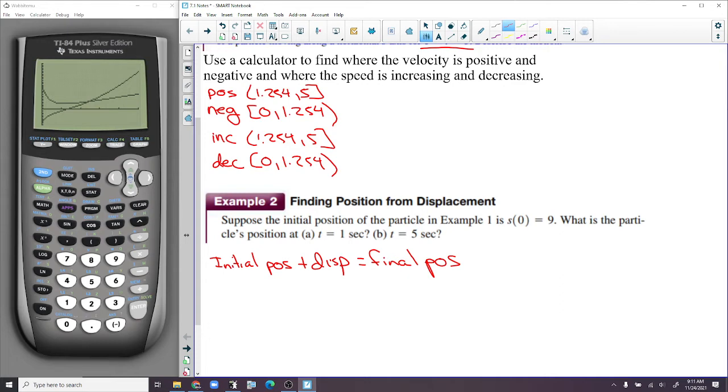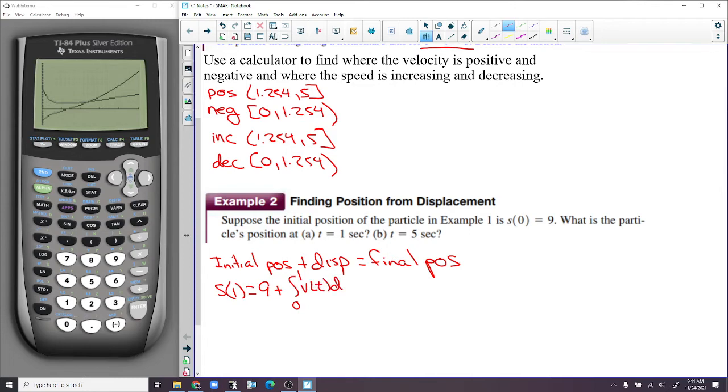If you live on block 2 and you walk 8 blocks, your displacement is 8, you end up on block 10. So your initial position plus your displacement equals your final position. Suppose the initial position of the particle in example 1 is s of 0 is 9. What is the particle's position at 1 and 5? So position at 1 would be 9, our starting position, plus the displacement from 0 to 1 of v of t dt.